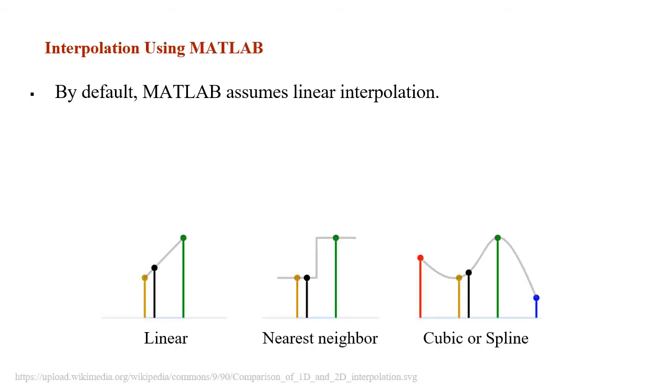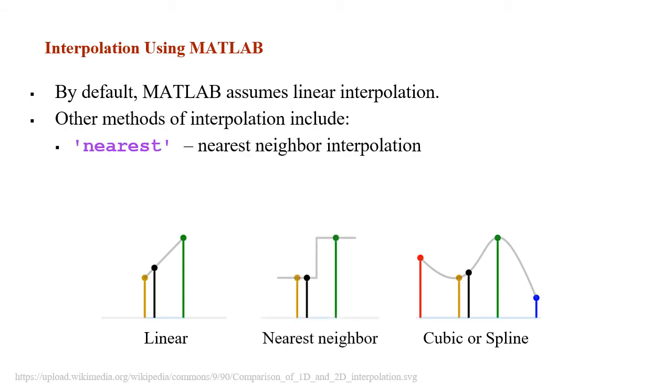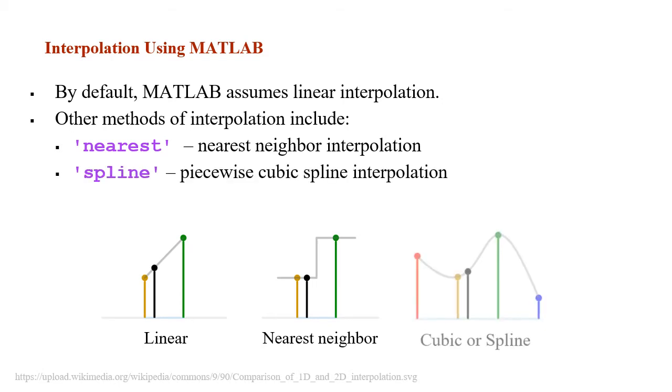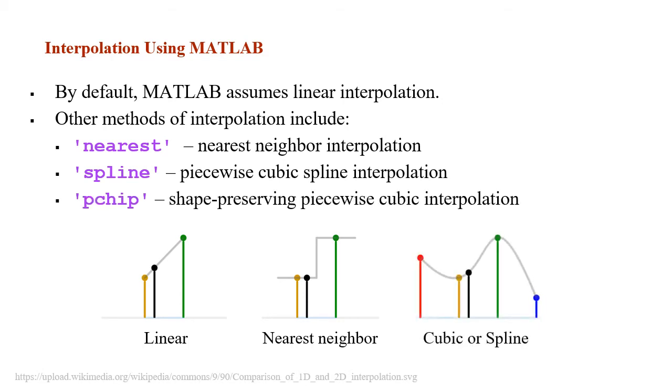If you do not specify a method of interpolation when using the function interp1, MATLAB is going to assume you want to use linear interpolation. But there are other methods of interpolation that include the nearest neighbor interpolation, the spline or piecewise cubic spline interpolation, and the pchip or the shape-preserving piecewise cubic interpolation. There are other methods that are not listed here, but you can find them out by typing help interp1 in MATLAB.